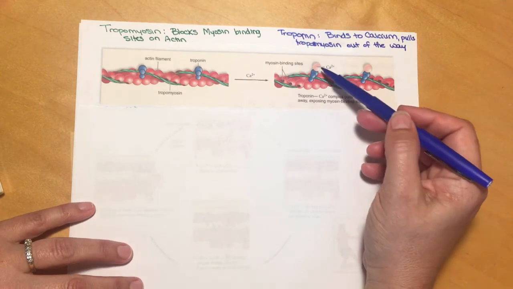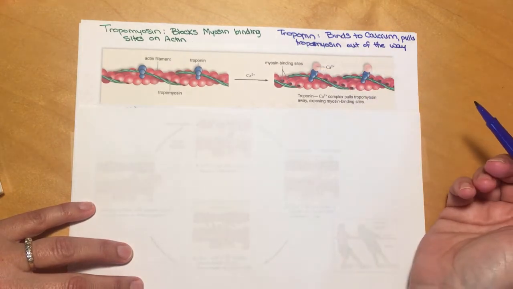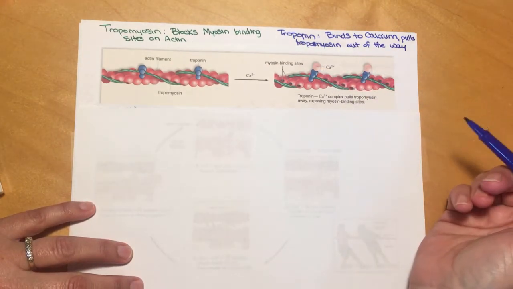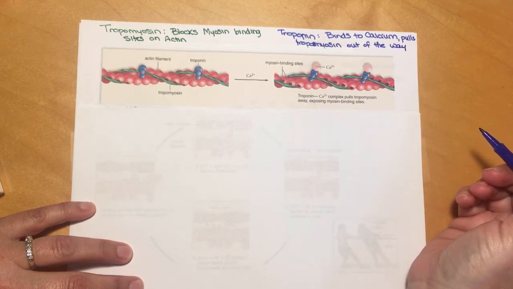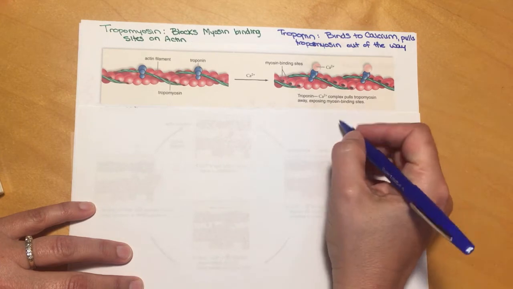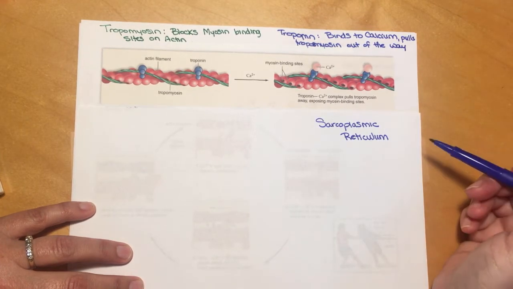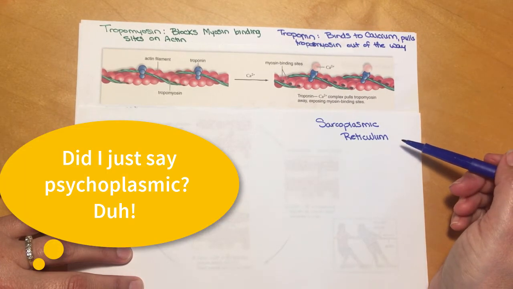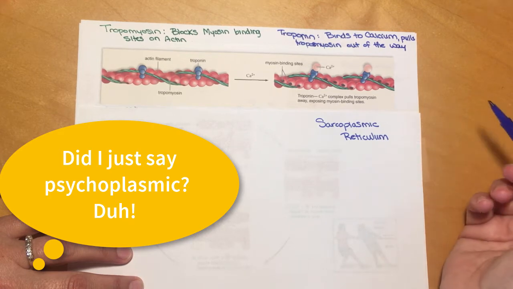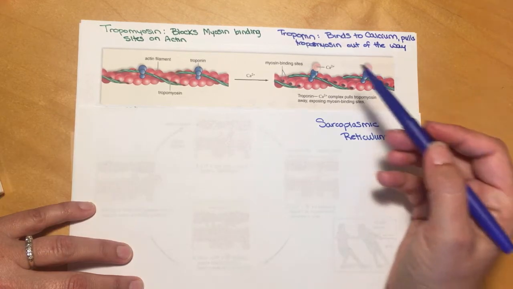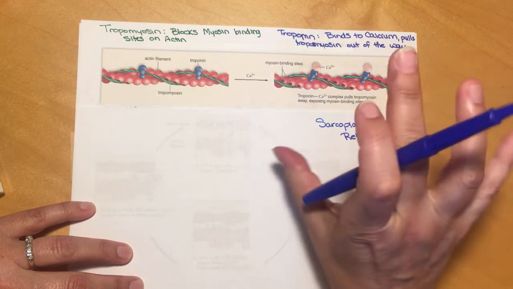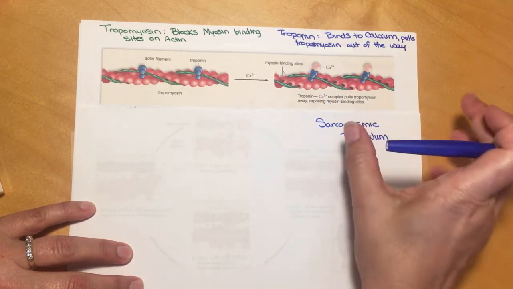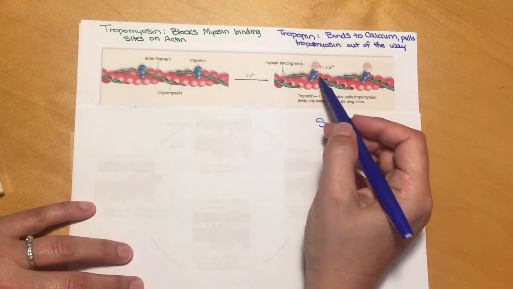Troponin is going to bind to calcium. So do you remember how we talked about calcium in the last video? Calcium is really, really important. Do you remember where calcium is stored? Calcium is stored in the sarcoplasmic reticulum. When calcium is released by the SR, it's going to bind to troponin. It causes troponin to change its shape, kind of pull back a little bit.